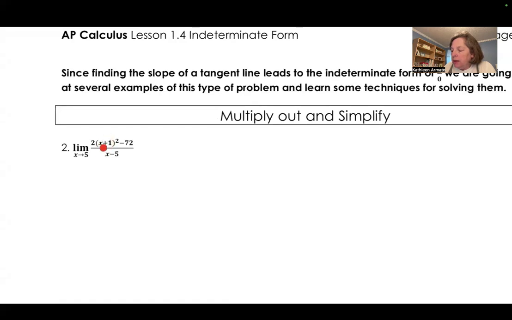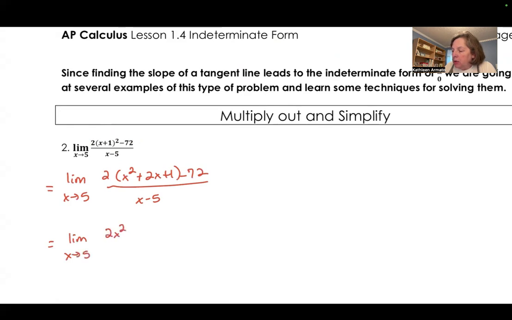5 plus 1 is 6. 6 squared is 36. 72 minus 72 is 0 over 0. So I'm just going to square x plus 1, and that gives me 2x squared plus 4x plus 2 as I distribute.